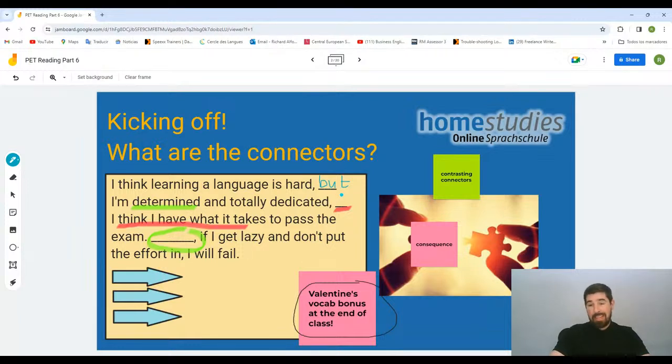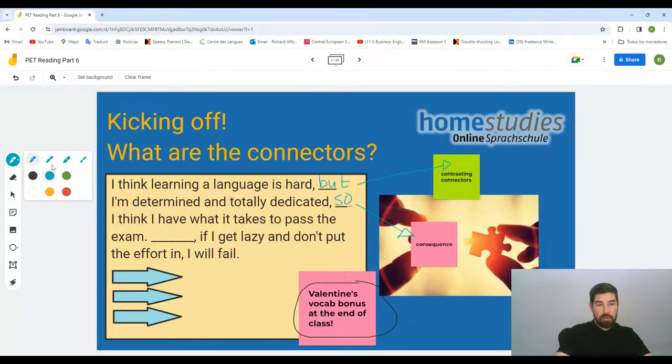This one here is a consequence. I'm determined and totally dedicated, so I think I have what it takes. Okay, consequence there. Okay, contrasting connector, this one. And the last one, a longer contrasting connector that always goes at the beginning, okay, is however.